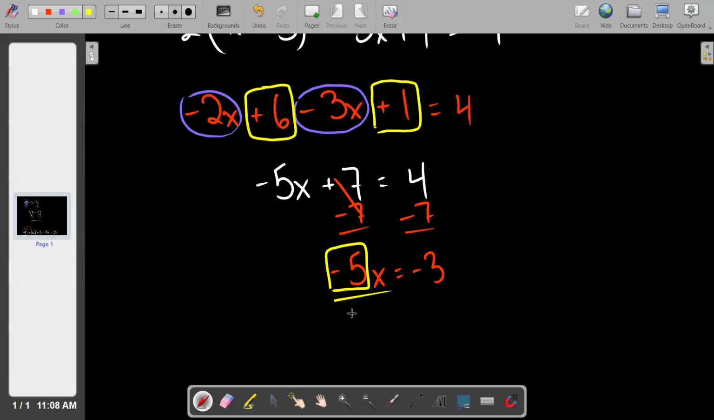Division. Good job, man. So we're going to divide both sides by -5, and we're going to wind up with x equals an answer. And the answer will be positive because it's two negatives dividing. And what is 3 divided by 5? It is 3/5, right? Yep.